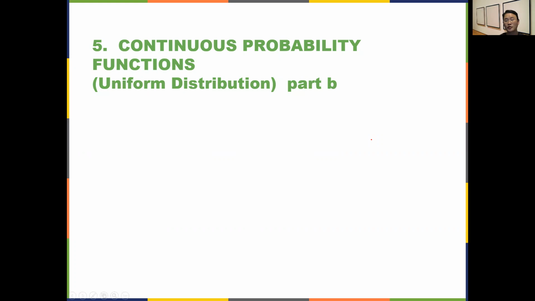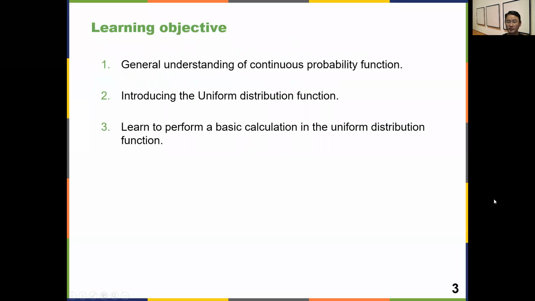So we are going to continue to investigate the uniform distribution, right? Uniform probability distribution, part B. So this is our usual learning object for these chapters: general understanding of these functions, continuous probability function and uniform distribution, and some basic calculation in uniform distribution function.